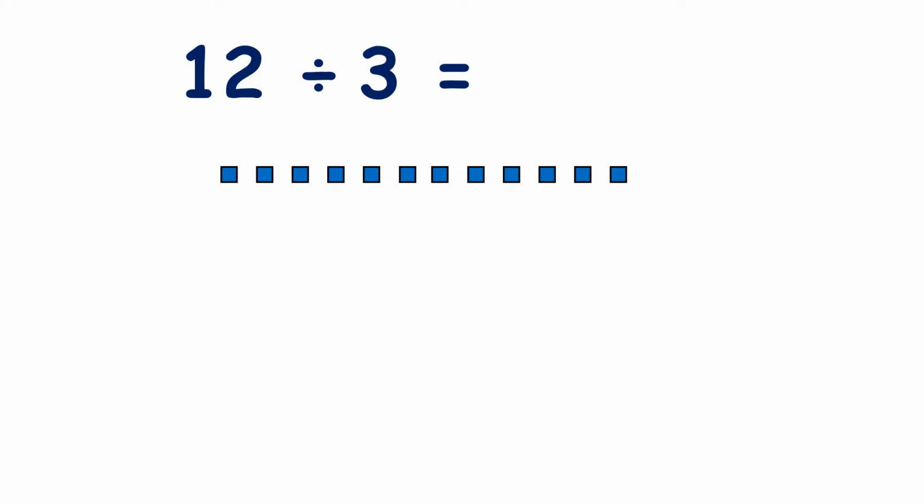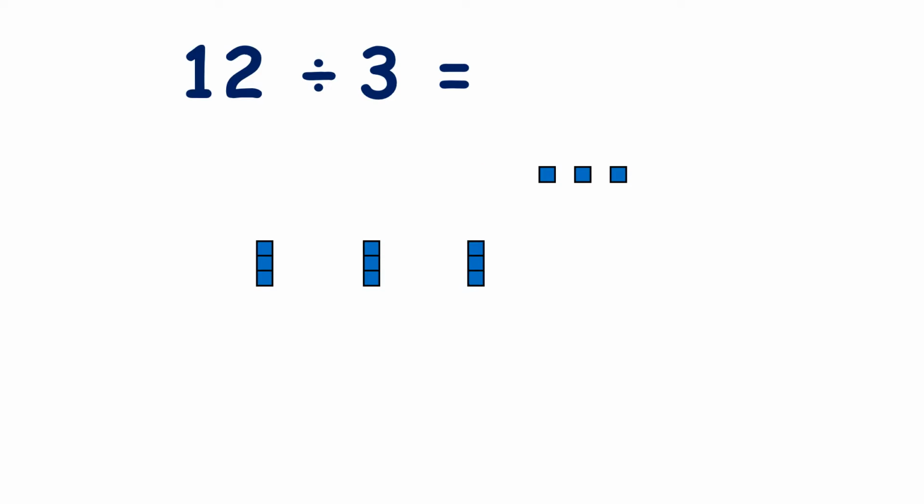So with 12 blocks we can make 1, 2, 3, 4 groups of 3, so 12 divided by 3 is 4.